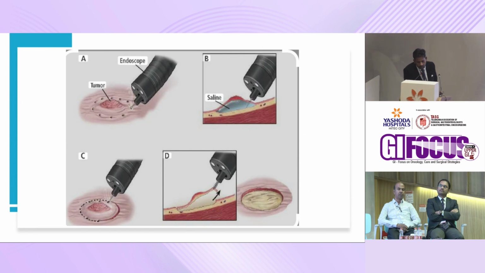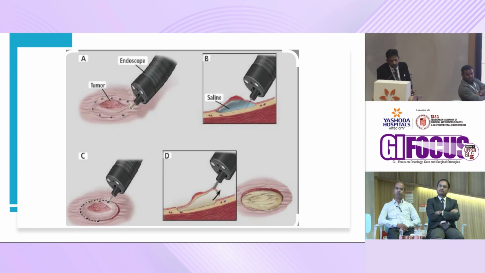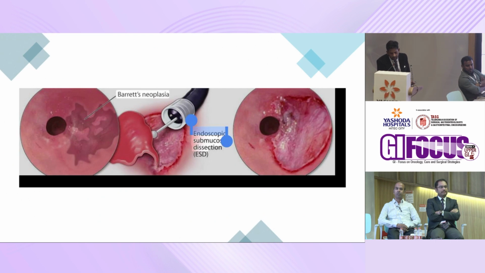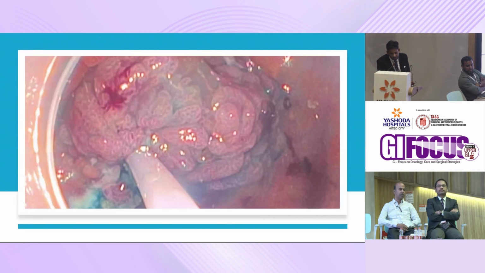So I'm just going to give you how we mark them for ESD to make sure that you have, because at least you need to be a couple of centimeters away from the margins to see the en bloc when you're doing the ESDs. So this is Barrett's esophagus to show what it causes. I'm just showing the EMR in this particular patient.